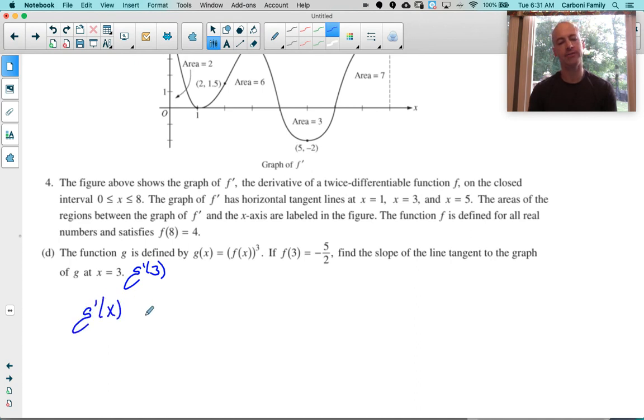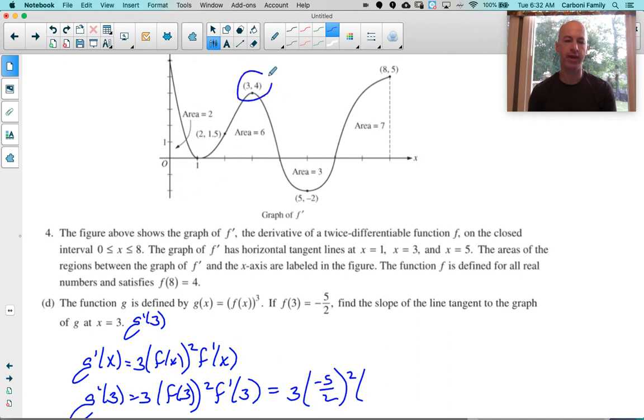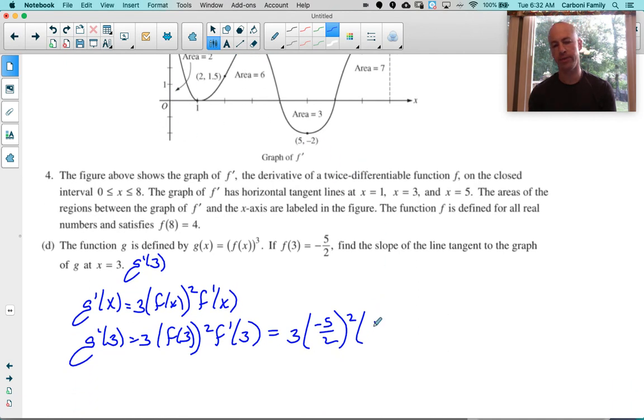We will have to write down g prime in terms of x, which will be a chain rule. We're going to bring that 3 down: 3 times f of x squared times f prime of x, and then we will plug in 3. So g prime of 3 is 3 times f of 3 squared times f prime of 3. f of 3 is negative 5 halves squared. And f prime of 3, we are given the graph of f prime here, and f prime of 3 is 4, so it'll be that times 4.